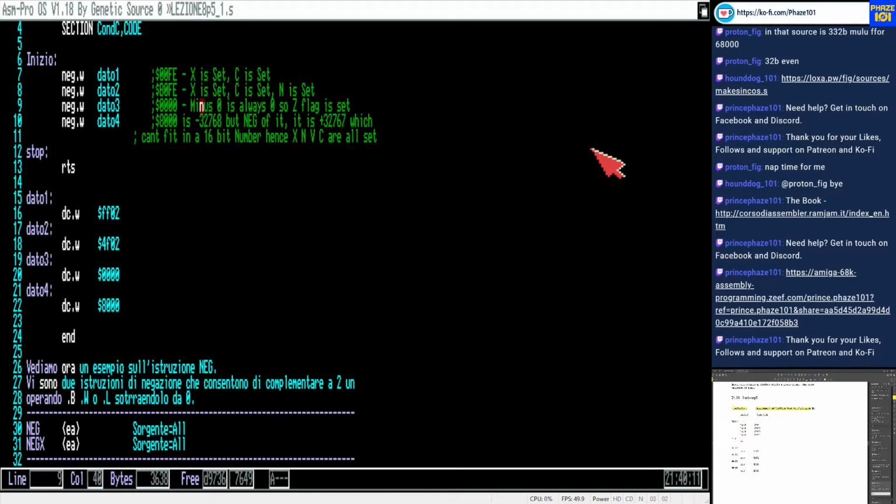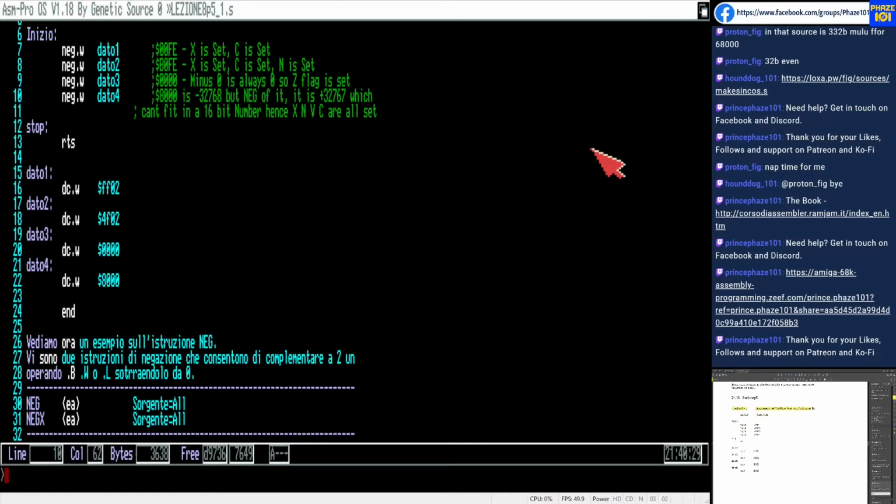In data 3 we will have the Z flag set because 0 and minus 0 are the same basically, so it remains 0 and the Z flag is set. The fourth one has a signed number there, and negating it will not fit. Because it will not fit, we get all the flags set. We're going to see it.